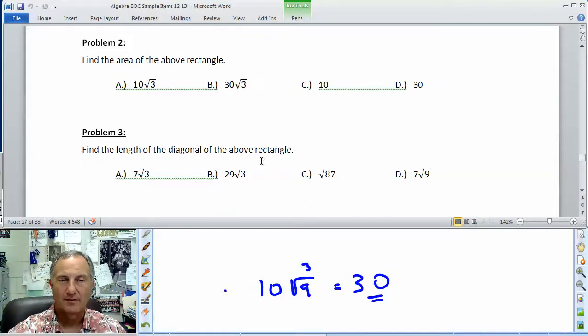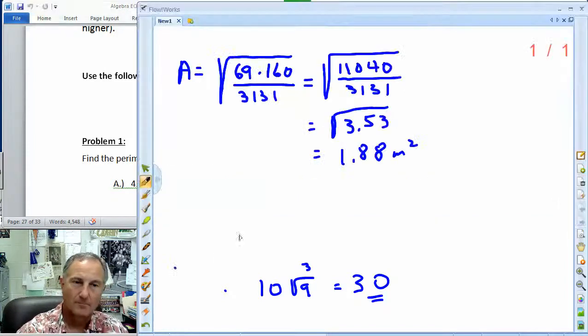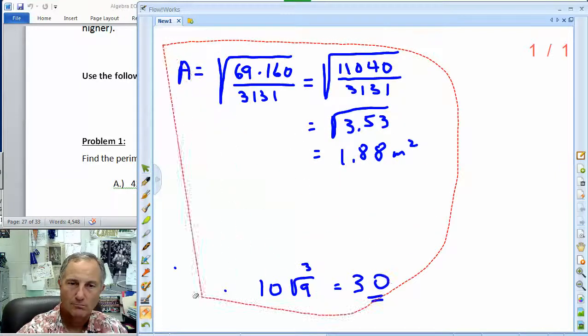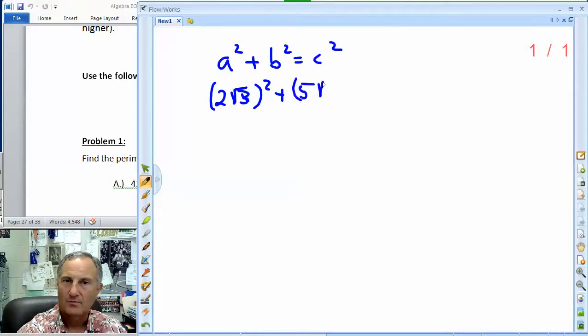Problem 3, find the length of the diagonal. Right triangle, Pythagorean theorem. Your diagonal is c. It's opposite the right angle. Okay. So we know Pythagorean theorem, a squared plus b squared equals c squared. So my a is 2 square root of 3. And I'm going to square that. My b is 5 square root of 3. I'm going to square that, and that equals c squared.